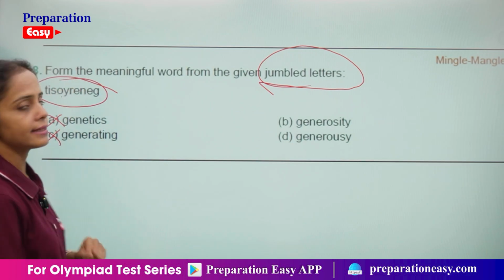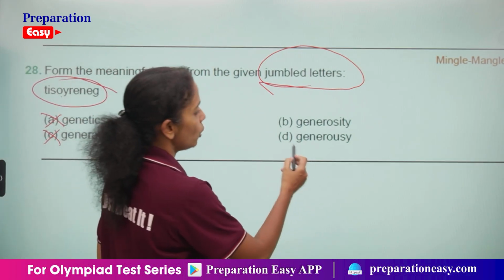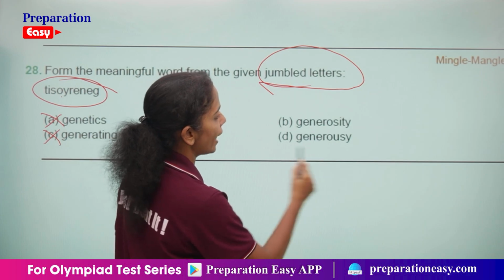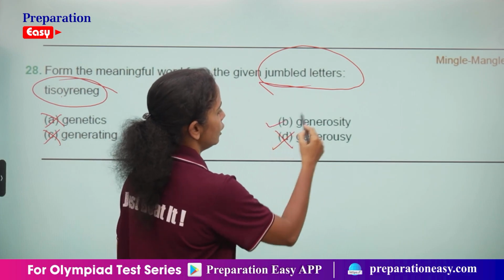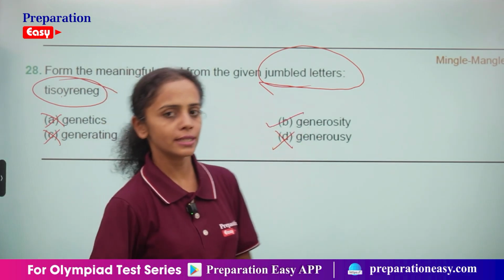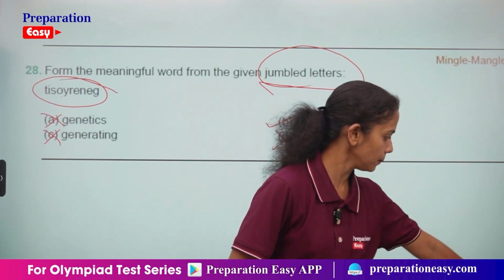Next, again there is I in the jumbled word. Do you have I over here? Yes, I have. Do you have I over here? No, I don't have. So this is your word, that is generosity, which means a very kind person.